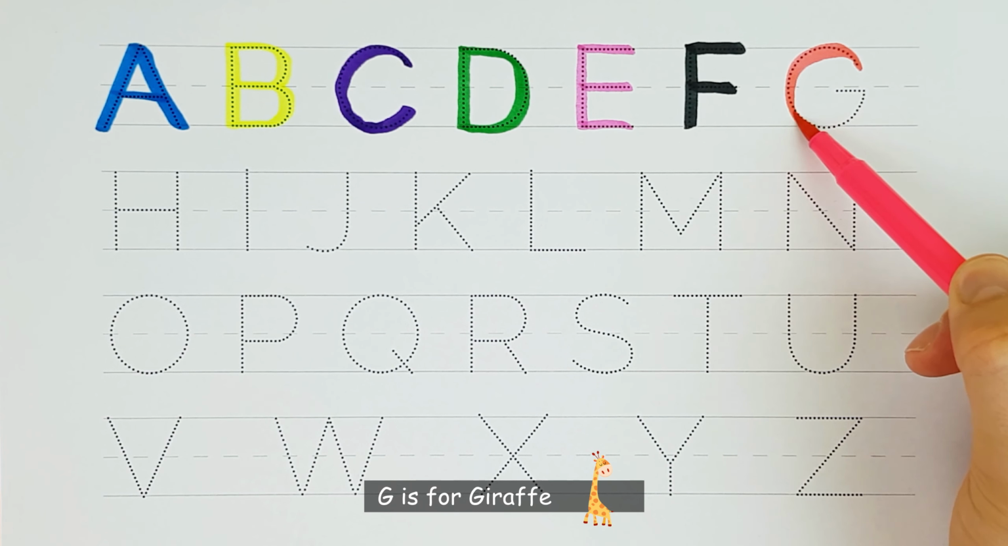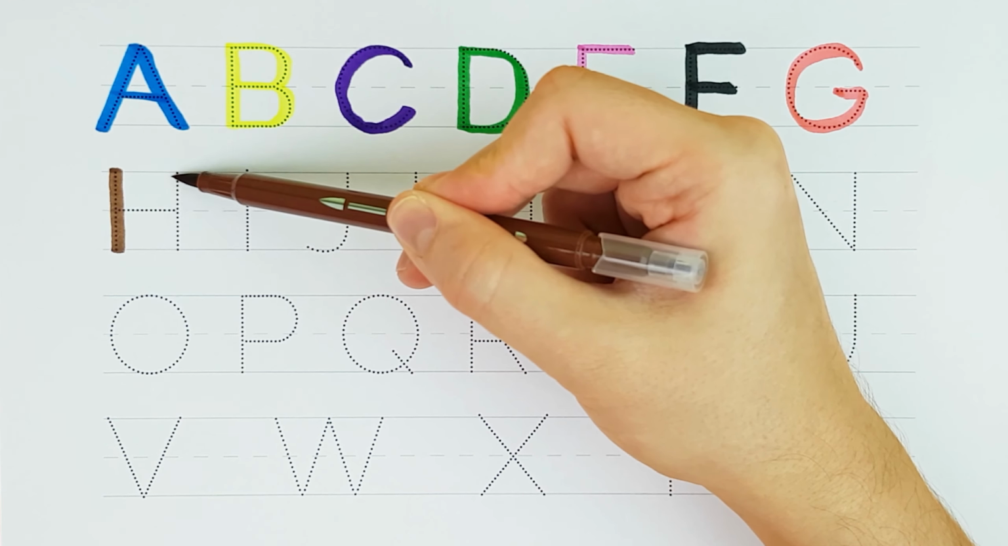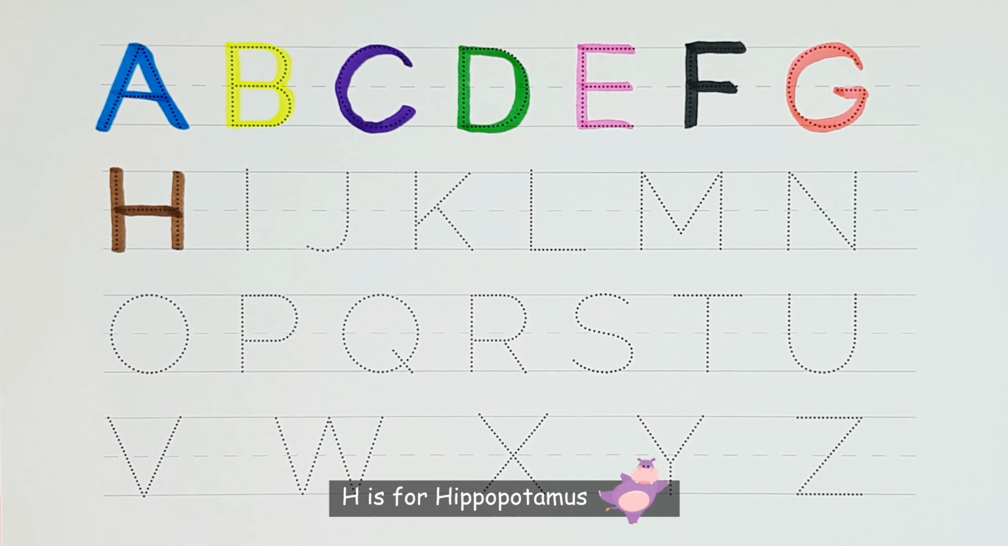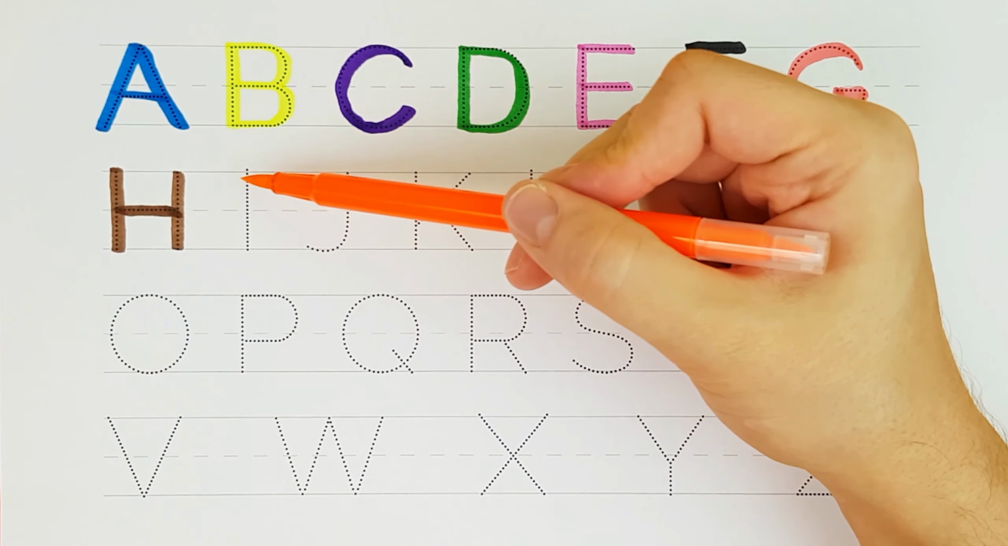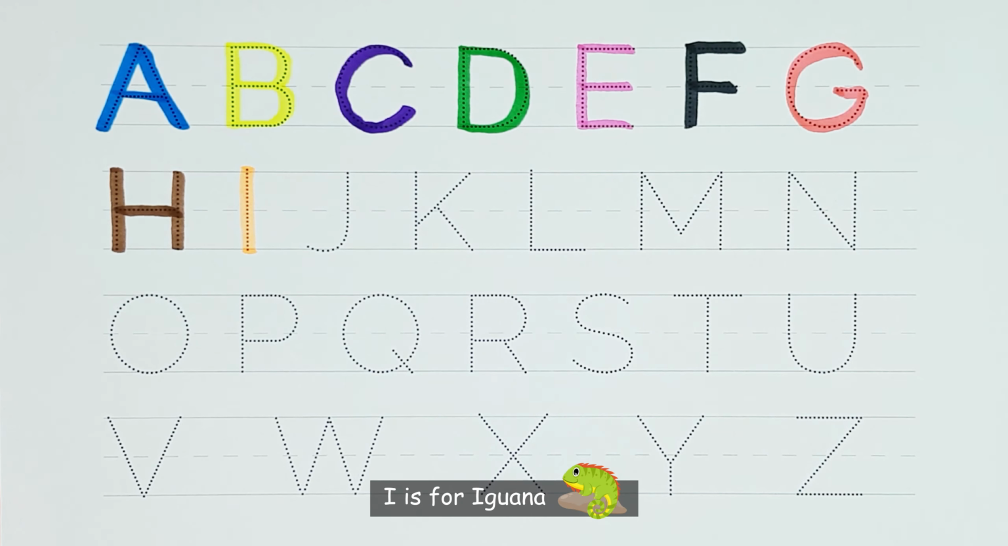G. G is for giraffe. H. H is for hippopotamus. I. I is for iguana.